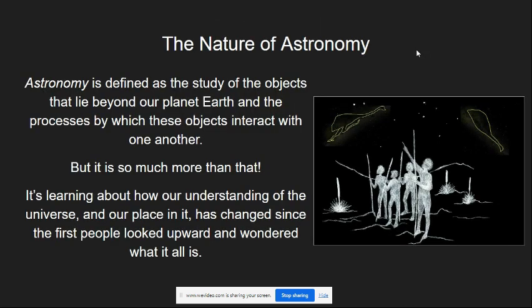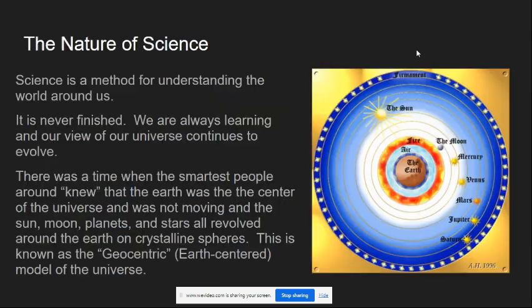The reading starts off: what is the definition of astronomy? The study of objects that lie beyond our planet, and the processes by which these objects interact with one another. And it says it's more than that. It's learning about how our understanding of the universe and our place in it has changed since people first started looking up and wondering what it all is.